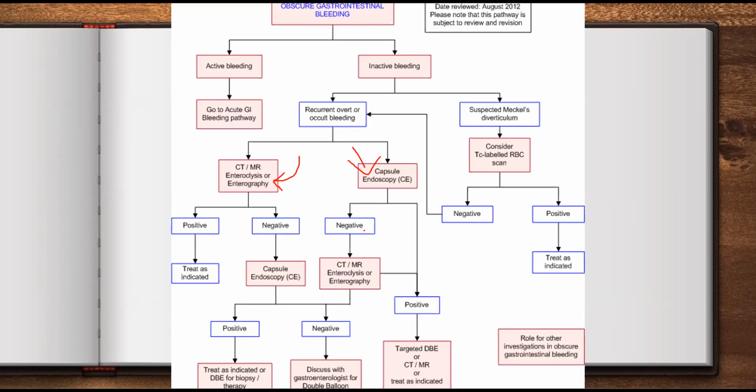Let's say you did a capsule endoscopy that came negative, then you do a CT or MR enterography also. Let's say that's also negative. Is there anything we can do? Yes. We can either talk with the gastroenterologist or we can do a double balloon endoscopy, DBE. Remember these things because question becomes complicated in the exam nowadays. So please remember all these things that I'm talking about. So capsule endoscopy, next is CT enterography or MR enterography. And the last option will be doing a double balloon endoscopy. Okay.